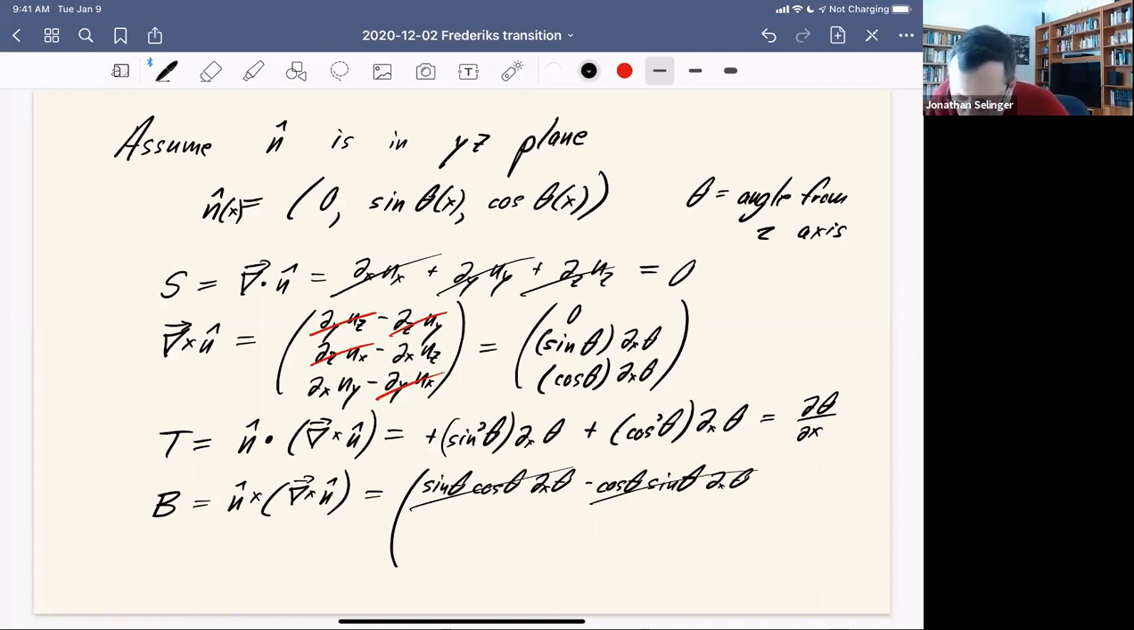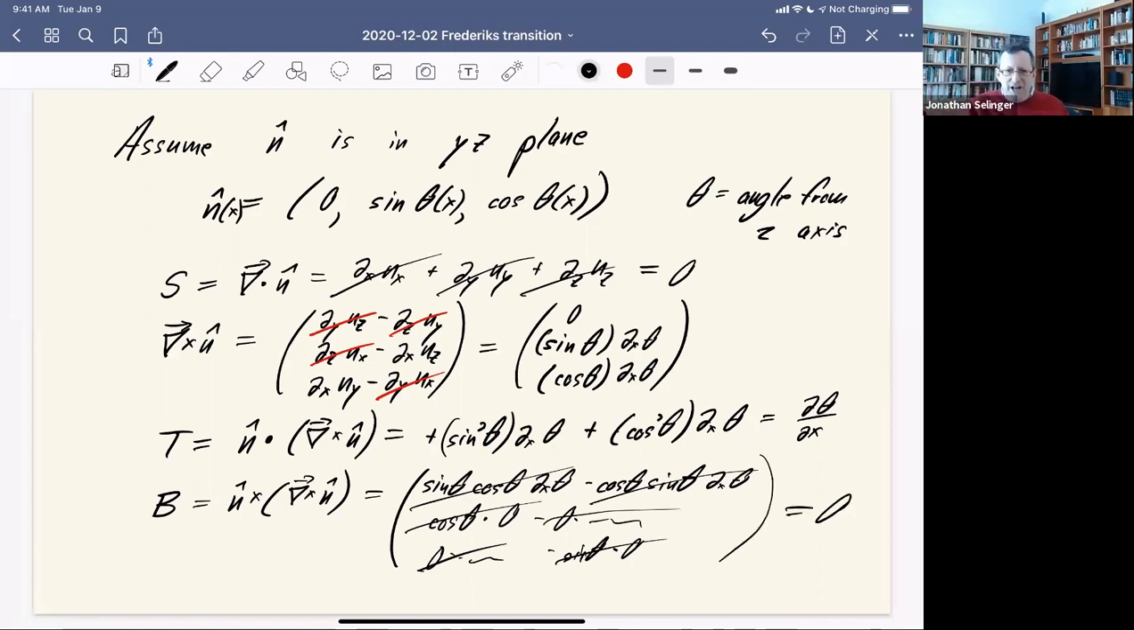Okay, what about in the y place? It's the z component cos theta times the x component, 0, minus the x component, 0, times, well, whatever. It's 0, okay? And this is an x component, 0 times something, minus the y component, sine theta, times an x component of 0. Ah, the whole thing is 0.